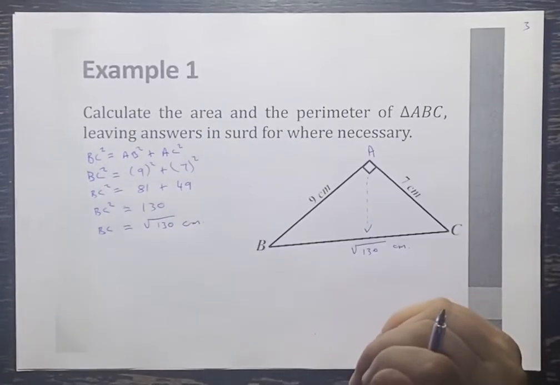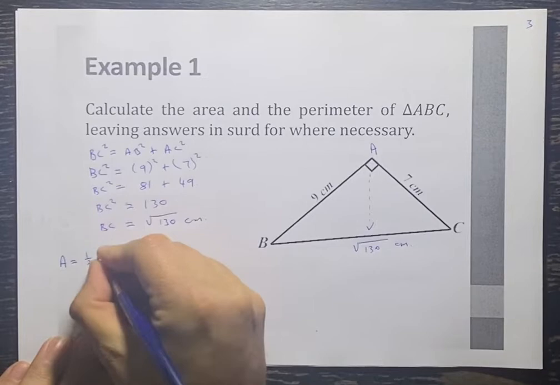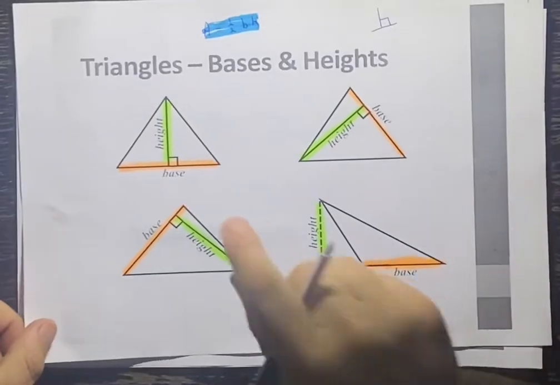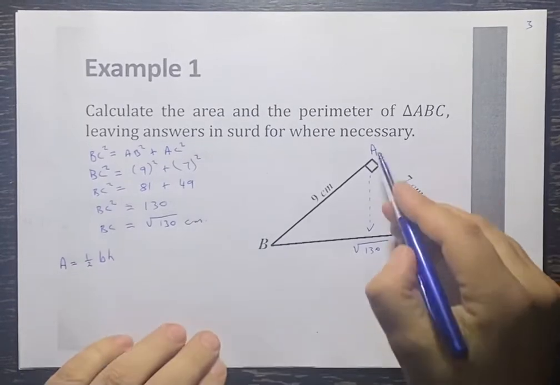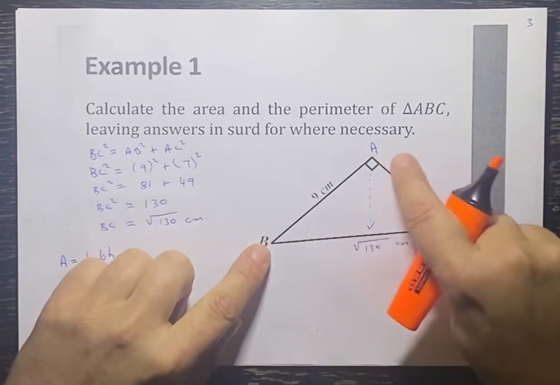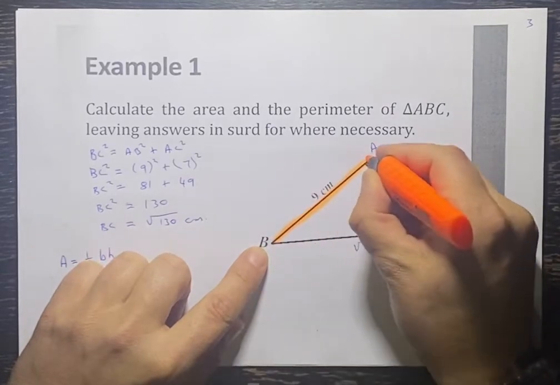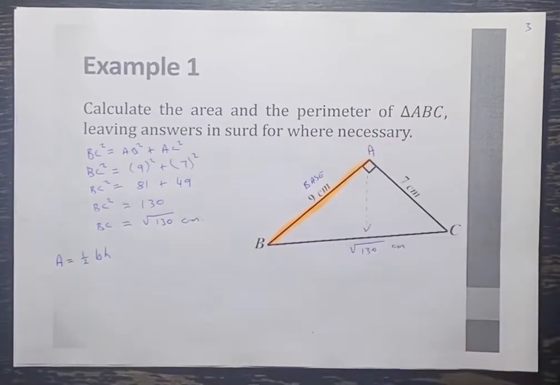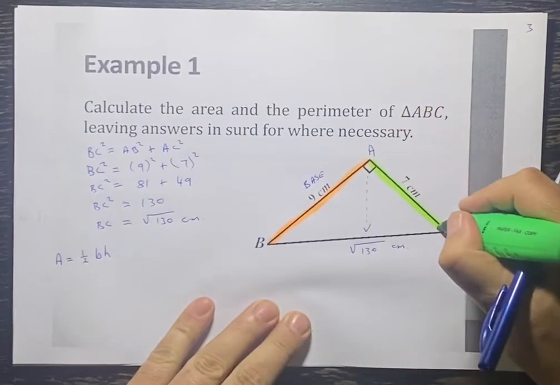Now what I can do is find the area. Remember, the formula for area is a half base times height. And remember, guys, your base and your height need to be perpendicular. If I have a look over here, here's my perpendicular. So this must be the base or this must be the base. It doesn't really make a difference. I'm going to make this one here the base. Okay, so that's our base. Then the other side that is perpendicular to that must be the height. So there's my height of the triangle there.